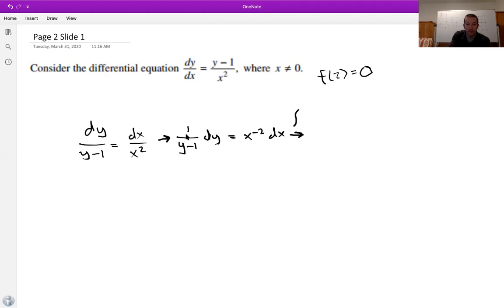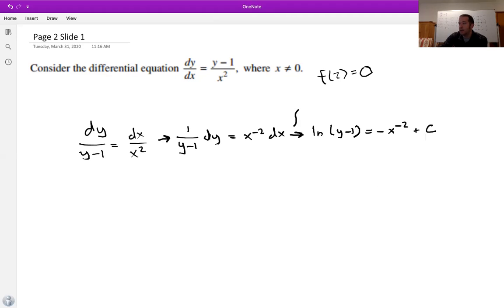Now, the antiderivative of 1 over y minus 1 is the natural log of y minus 1. And this equals the integral of x to the negative 2, which is negative x to the negative 1, plus c.